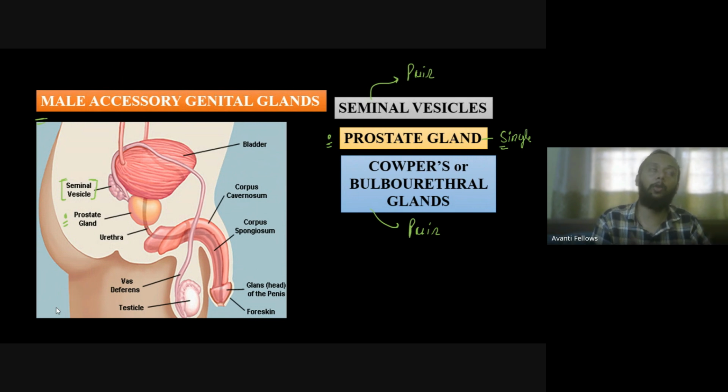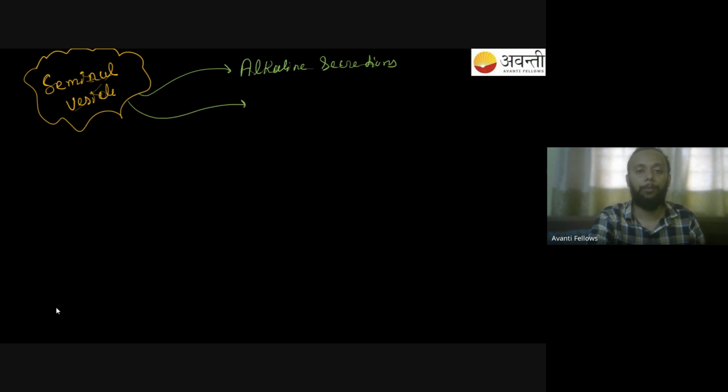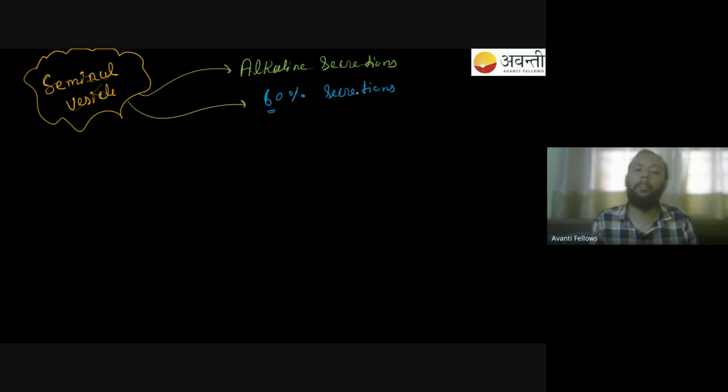Now, if someone asks you which of these three secretes the most seminal fluid, then the answer is the seminal vesicle. Around 60% of the secretion comes from the seminal vesicles. So of the fluid secretion coming from all three, the most is from the seminal vesicles.